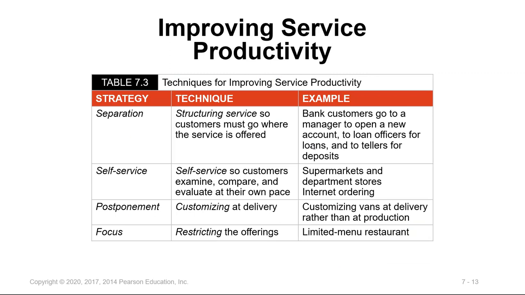To improve service productivity, there are some strategies that can be utilized, such as separation, where the service is structured in a way that the customer must go to a specialized person to get that service. For example, bank customers go to an account manager to open a new account, to a loan officer for loans, and to a teller for deposits. So that's the separation between the different services provided by the bank.